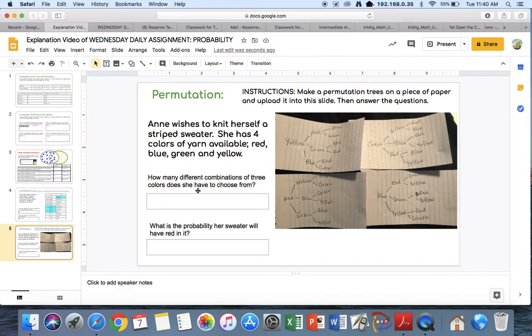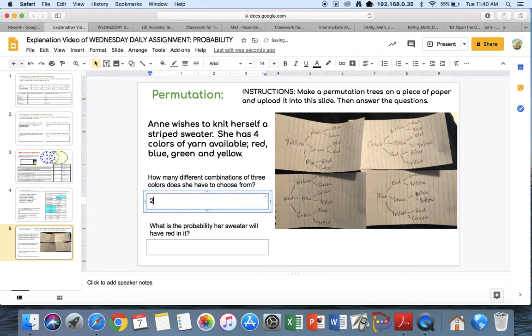So I want to know, what is the total? Well, I'm going to count clear out at the edge of my tree. So I have 6 in this one, 6 in this one, 6 in this one, 6 in this one. So I have 6 times 4, which gives you 24. So I have 24 total combinations to choose from.